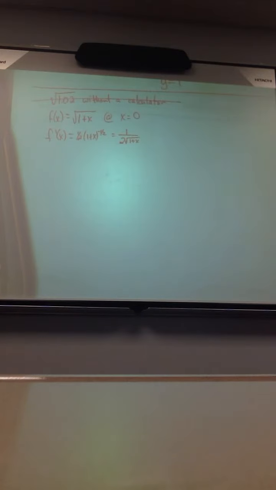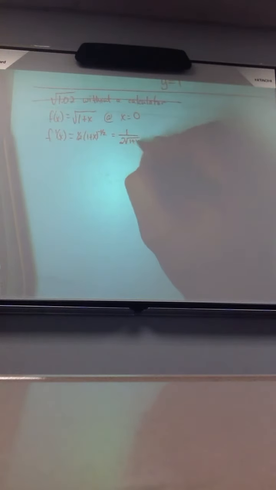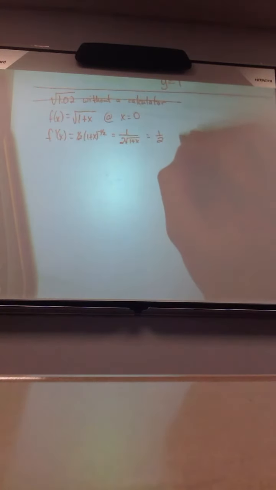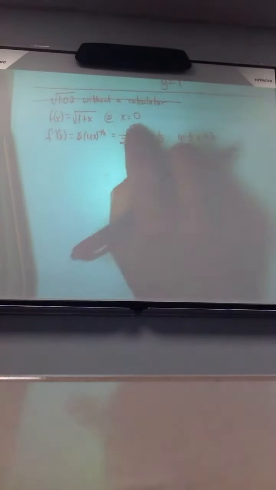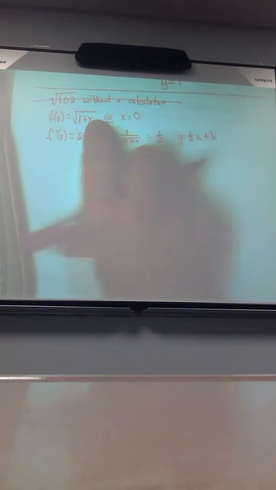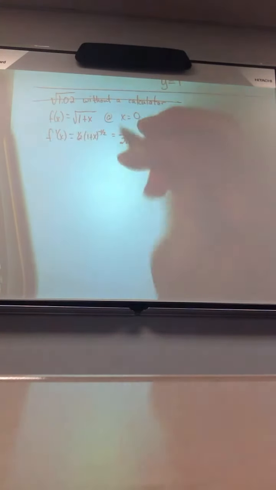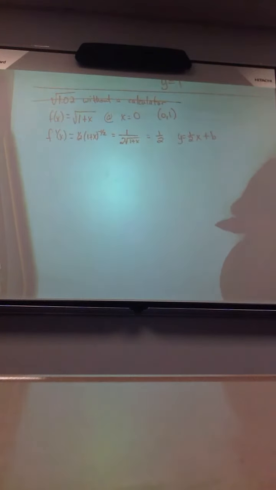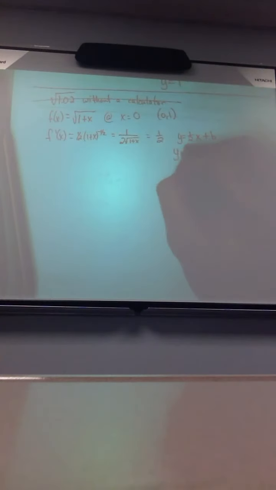Alright, we're just finding the equation of the tangent line. If I plug in 0, my slope is 1 over 2 times the square root of 1, it's a half. So I have y equals 1/2 x plus b. Or I guess we could do point slope form. What's my point? If x equals 0, what's y? 1 plus 0 is 1. Plug it in there. So I have (0, 1) as my point. Oh, so there is my y-intercept right there. So my equation of my tangent line is 1/2 x plus 1.